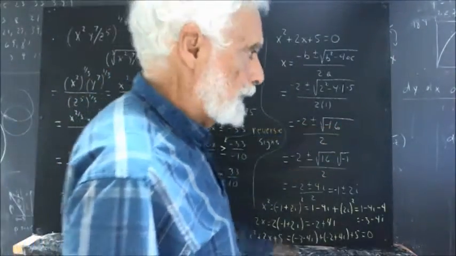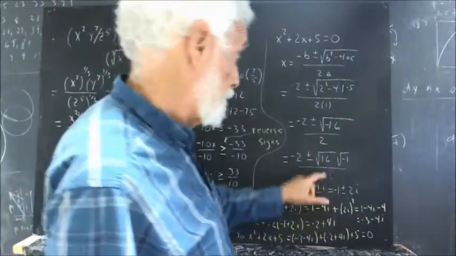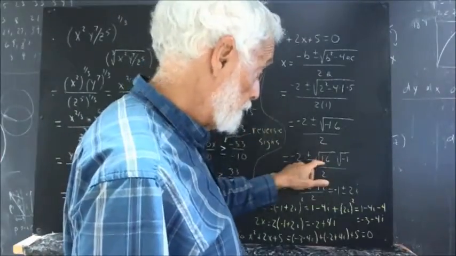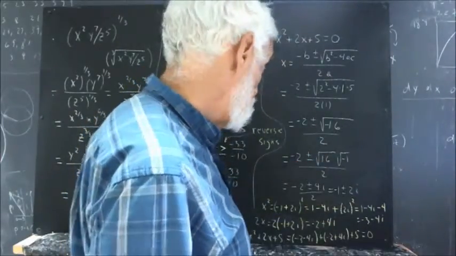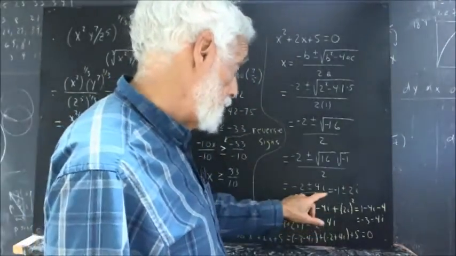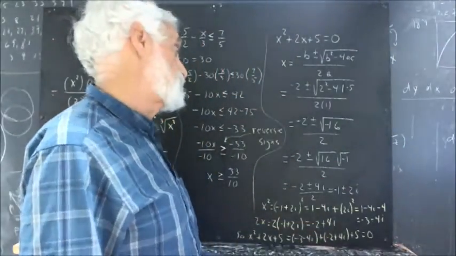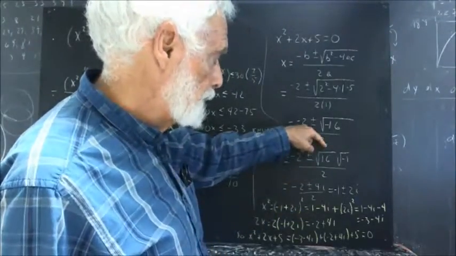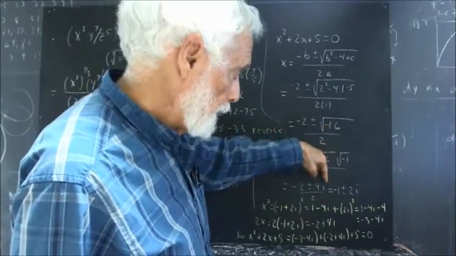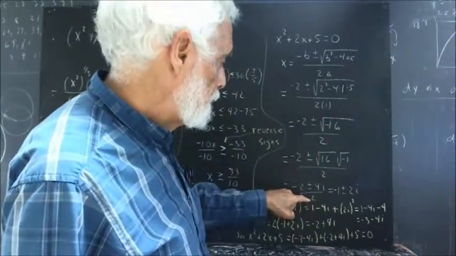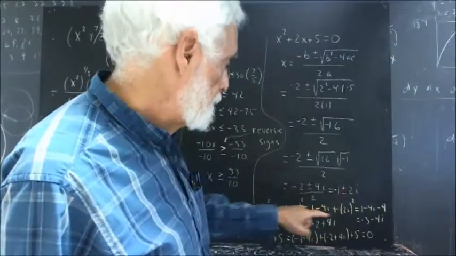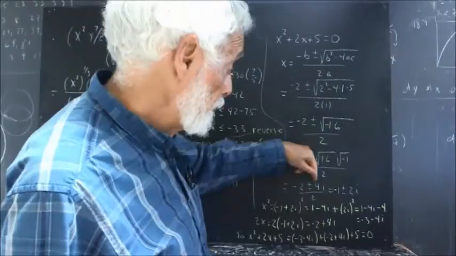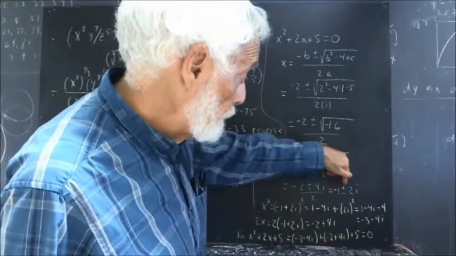The square root of negative 16, we can factor negative 16 into 16 and negative 1. So the square root of negative 16 is the square root of 16 times the square root of negative 1. The square root of negative 1 is i, our imaginary number. Now our solution is negative 2 plus or minus 4i, divided by 2. Distributing the division by 2 over the plus and minus, we get negative 1 plus or minus 2i.